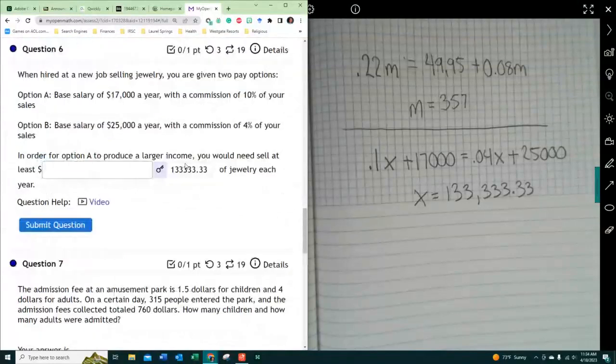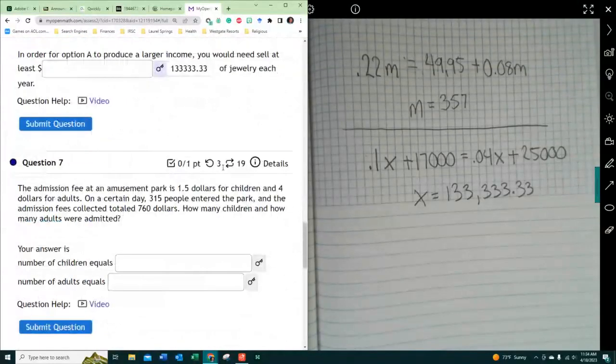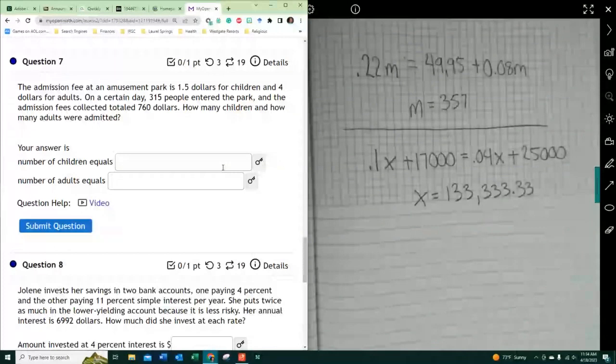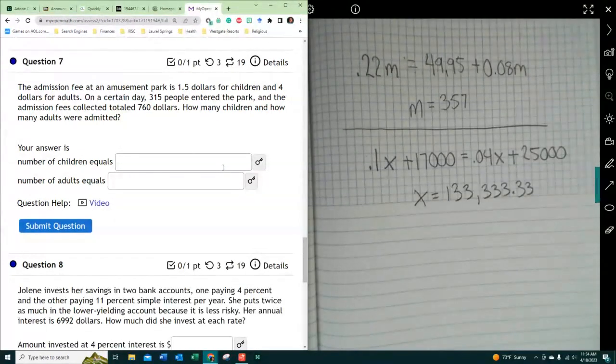So this is that. Okay, just so you know. Now, question number 7. It says the admission fee at an amusement park is $1.50 for children and $4 for adults. I feel like we're doing the movie theater thing again. On a certain day, 315 people entered the park, and the admission fee collected was a total of $760. How many children and how many adults were admitted?